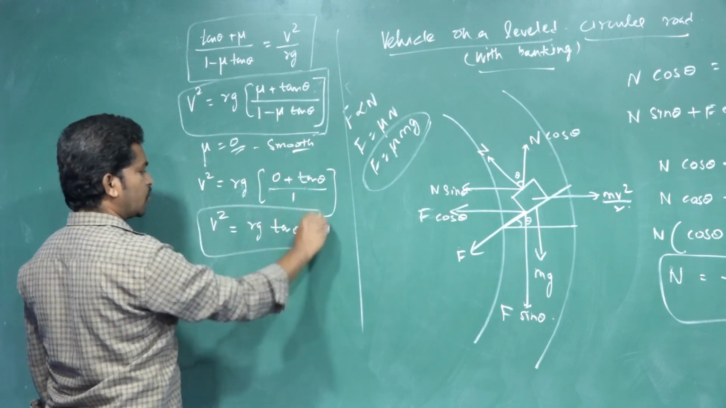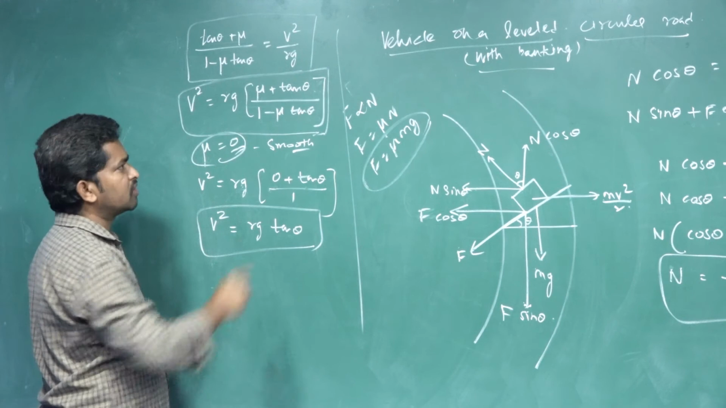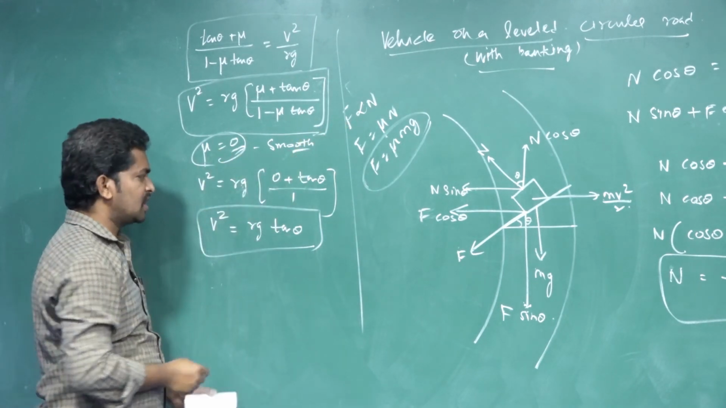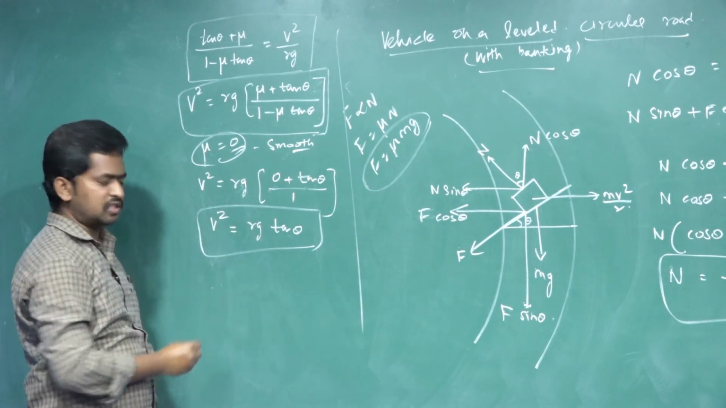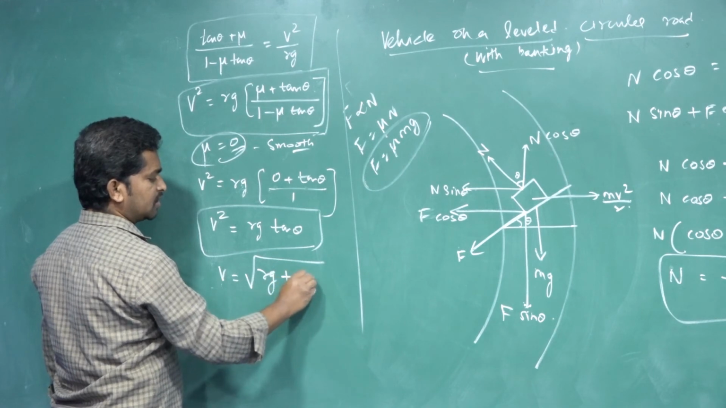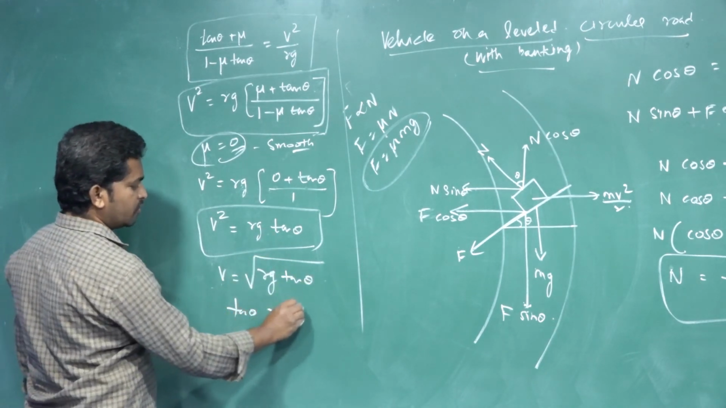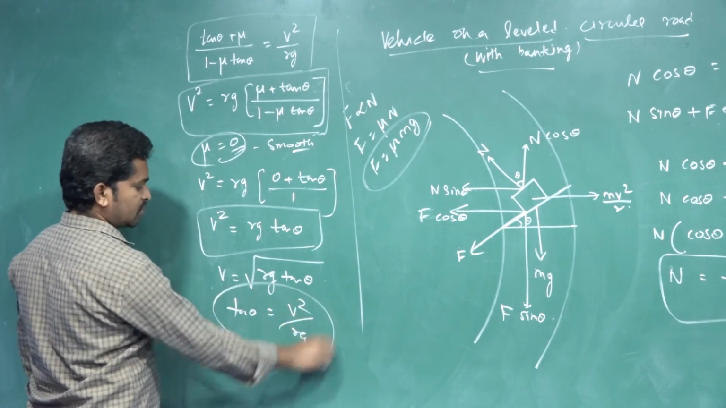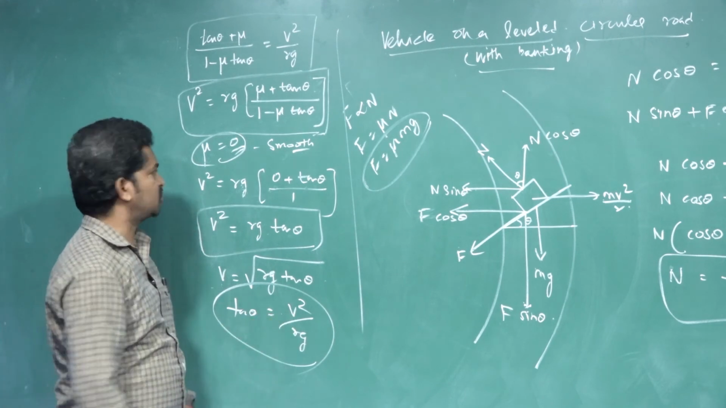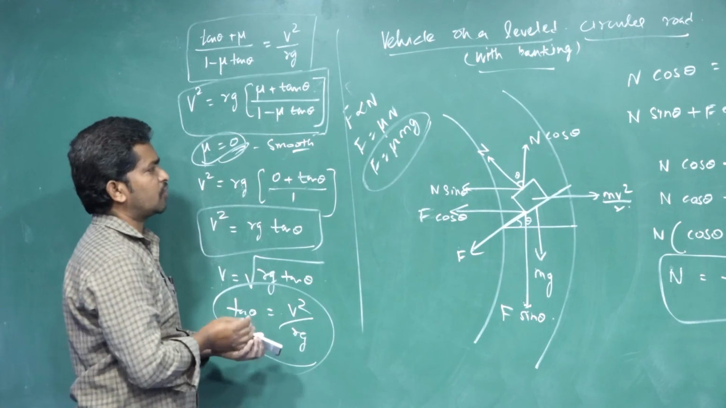So with banking, if mu is equal to 0, the surface is smooth and the condition is V square is equal to rg tan theta. So V is equal to square root of rg tan theta, or tan theta is equal to V square divided by rg. So theta is equal to tan inverse of V square divided by rg when mu is equal to 0 and the surface is smooth.